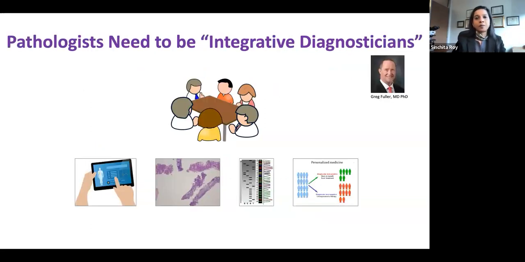Now, I use this term integrative diagnostician. This is something one of our neuropathologists at MD Anderson uses. So Dr. Greg Fuller loves this term, and I love it too, because I think in pathology, we need to be the integrative diagnostician, where we take the clinical information, we take all of the imaging findings, and most of this is available to us through the electronic health record, right? So we don't have to walk over to the patient's room, look up their charts anymore. So it's at everyone's fingertips.